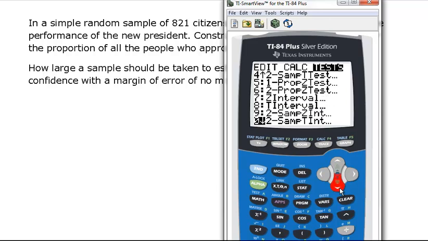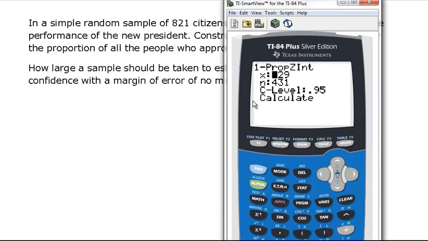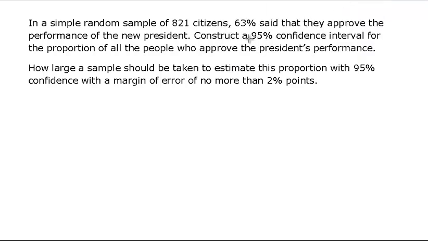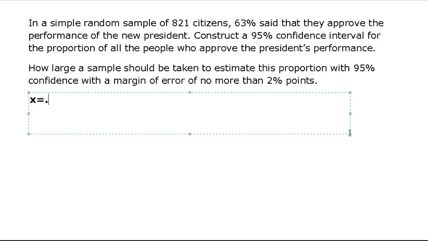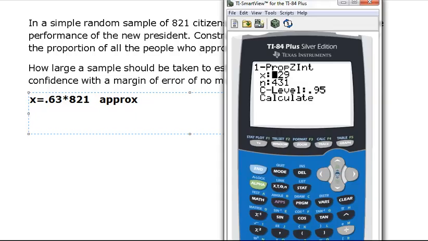confidence interval, the input that we need is x and n. Here we don't have x, rather they gave us 63%. So the first thing that we have to do is compute x, and x would be what? 63% of 821, which is going to be approximately, I just wrote approximately, haven't calculated it yet.